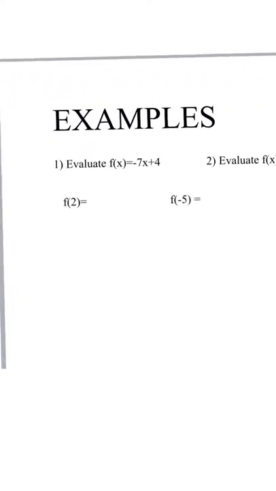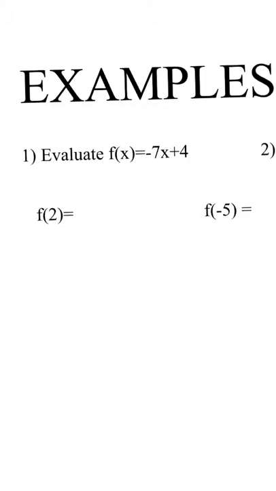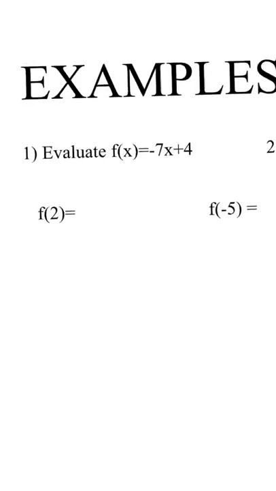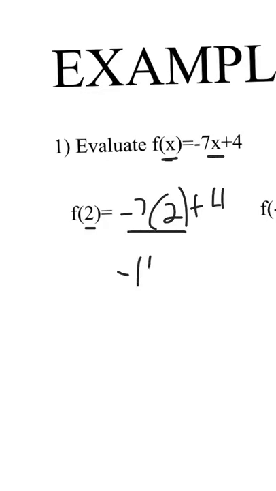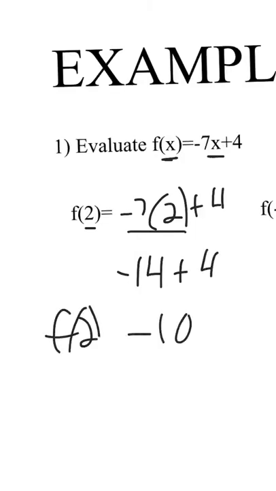So in our examples here, we have f of x equals negative 7x plus 4. And we want to find out what this function would equal if we find f of 2. So we're going to take out this x and replace it with 2. Then order of operations, multiplication first, negative 7 times 2 is negative 14. Negative 14 plus 4 is negative 10. So therefore, f of 2 is equal to negative 10 in that problem.